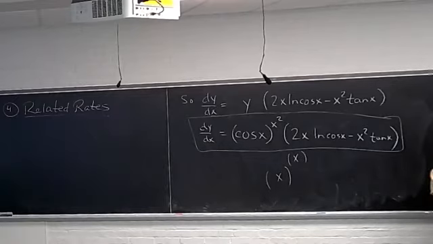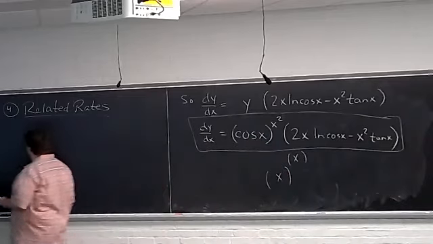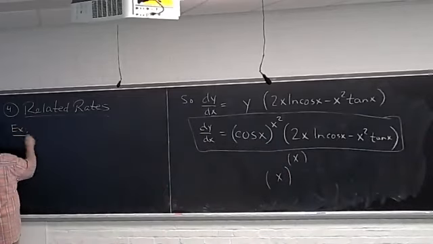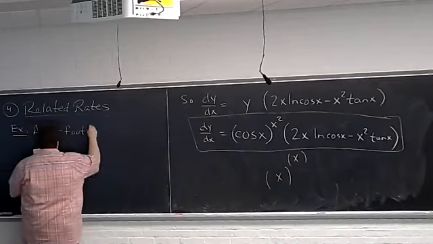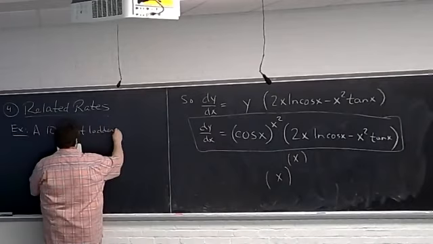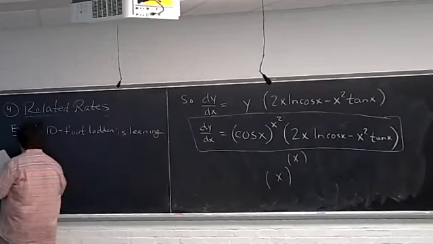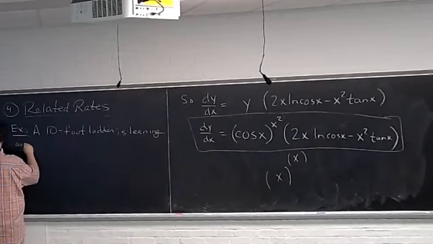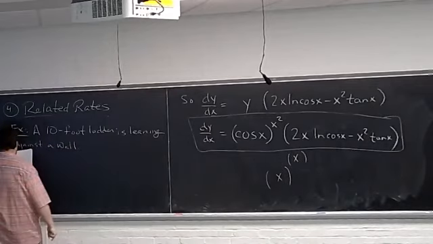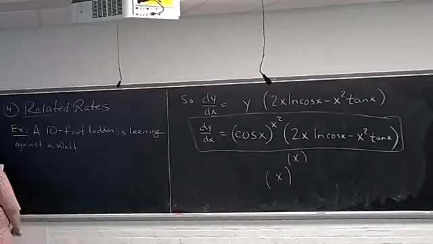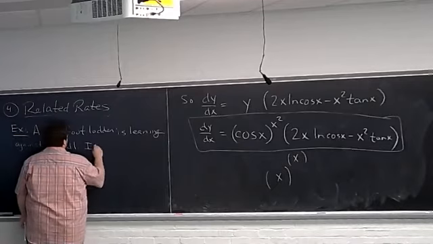This example is going to take a moment to write. These related rates examples, I'll take a moment to write. Example. A 10-foot ladder is leaning against the wall. Okay, it begins to slip so that the bottom of the ladder is moving at a rate of 3 feet per second.